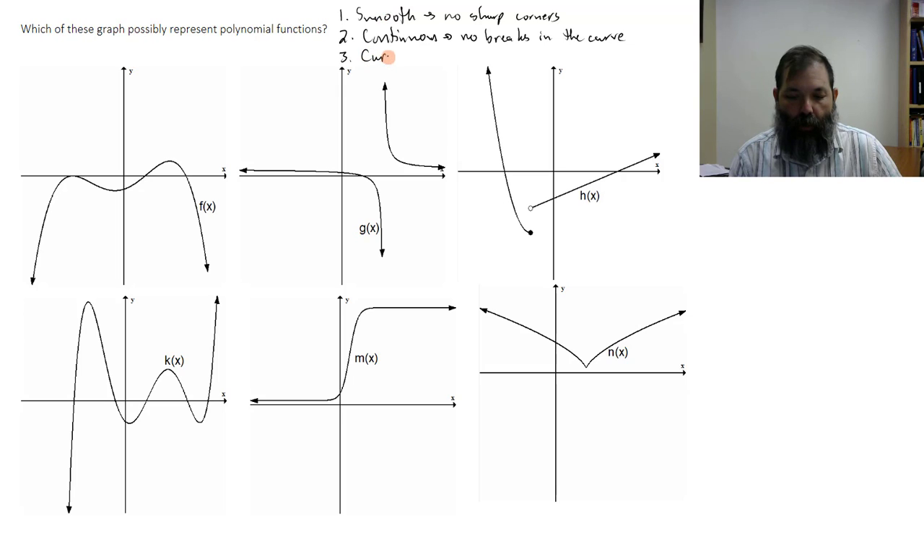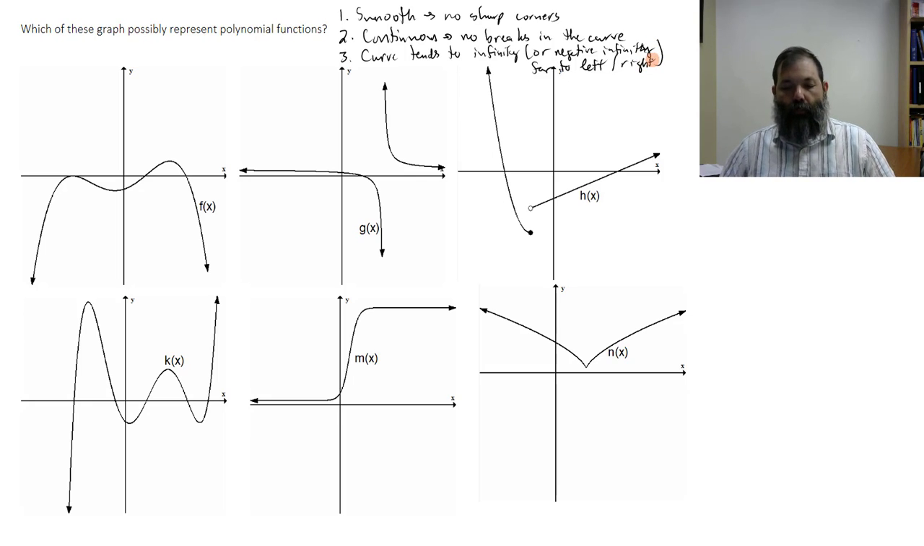So the curve tends to infinity or negative infinity far to the left or right. So let's use those 3 characteristics to determine which of these graphs could represent polynomial functions. There's no guarantee that it is a polynomial function.